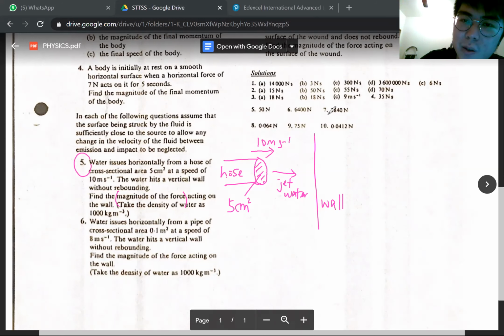So we learn about this equation. I write out this equation. Impulse Ft.